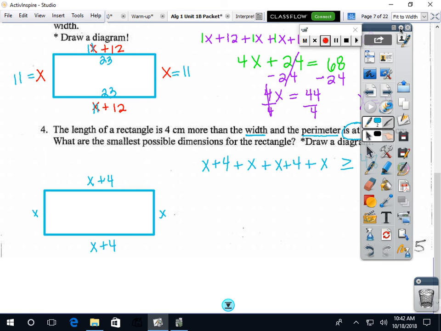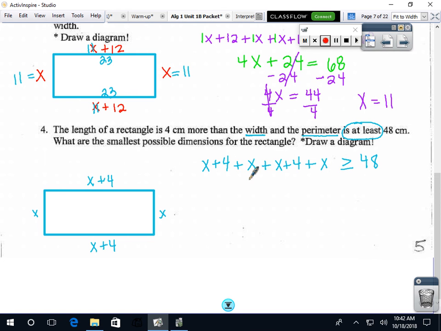Now we need to combine some like terms. So on the left side of this inequality, what do these combine to be? Right, there's 1 plus 1 plus 1 plus 1, 4x is there. And then what do these two constants combine to be? 8. And then bring down greater than or equal to 48.